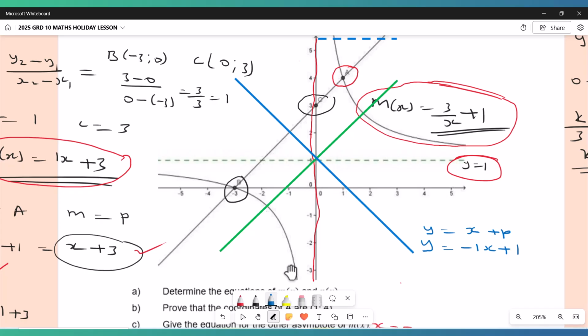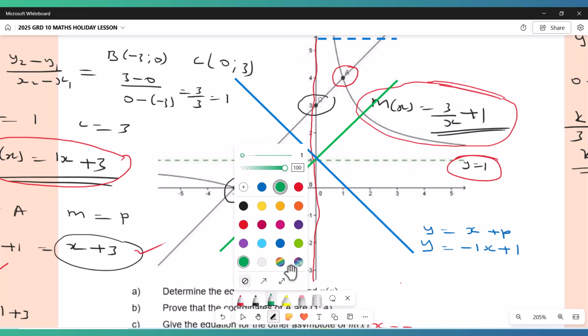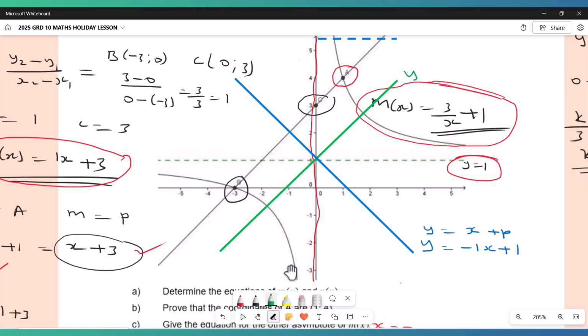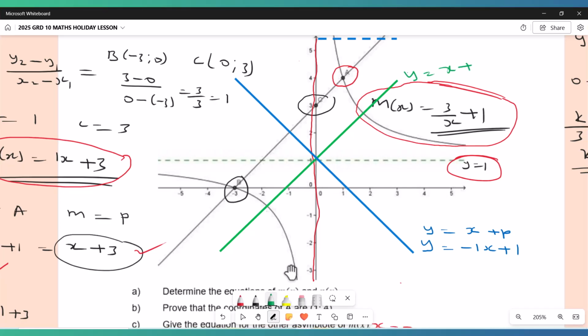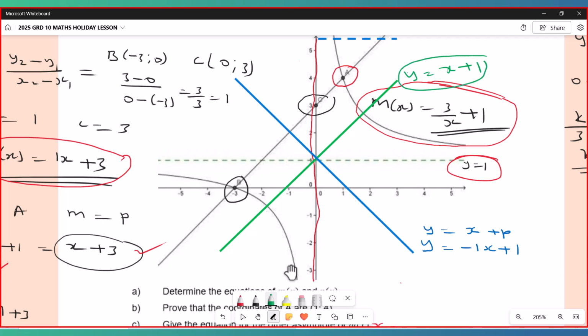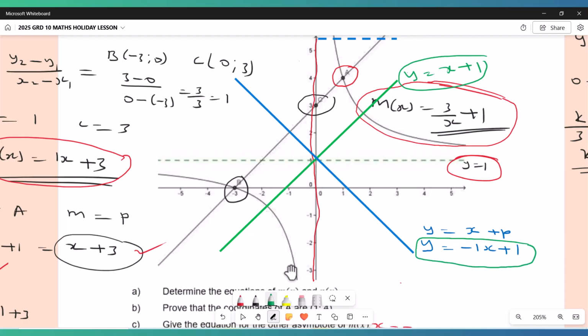Then the one with the positive gradient, which you see here in green, will be given by the formula which says y equals +1x plus p, but p is what? Our p is this 1 here, so +1. So this is what they want here. They want this equation here and this equation here as well, because they are the lines of symmetry, one in green with a positive gradient, the other in blue with a negative gradient.